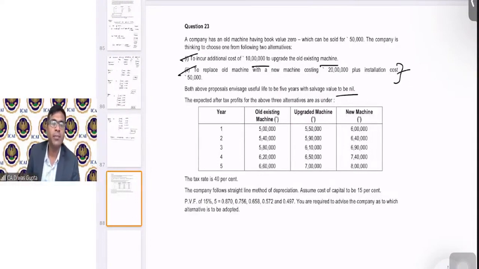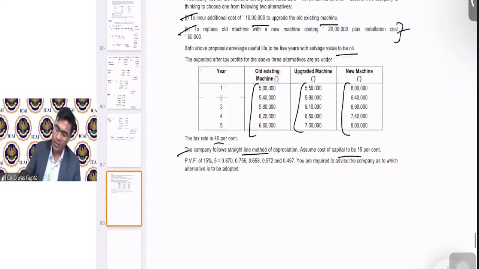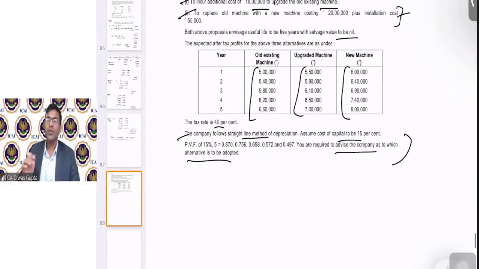The expected after-tax profits for the above three alternatives are as under. Three alternatives are there, right? Old machine, upgraded machine, and new machine. Okay. So tax rate is 40%. The company follows straight line method of depreciation. Assume 15% to be the cost of capital, and they have given you the data. You are required to advise which alternative is to be adopted. Okay. So we have to calculate two incremental options. One is this to this or this to this. Okay, students.